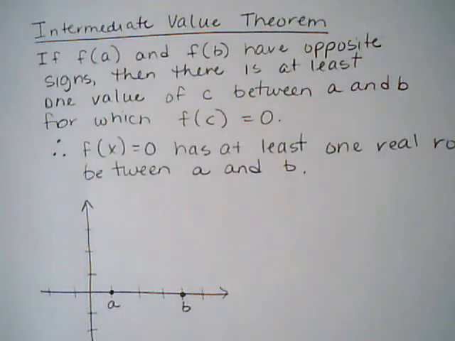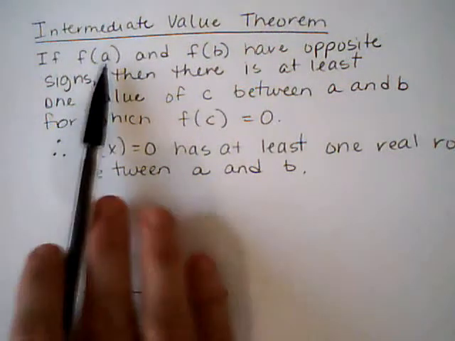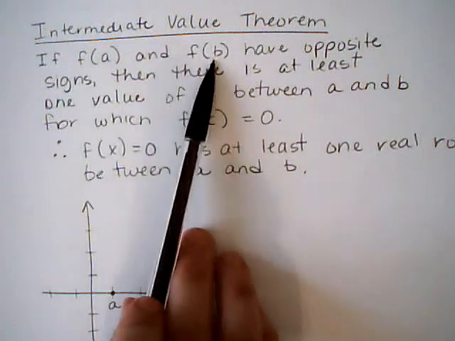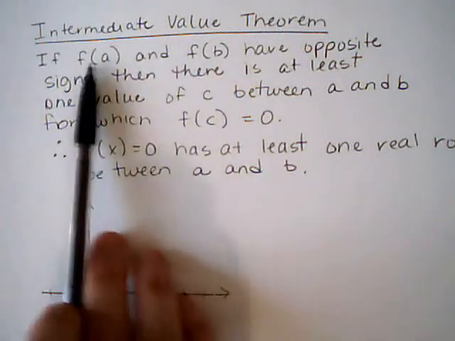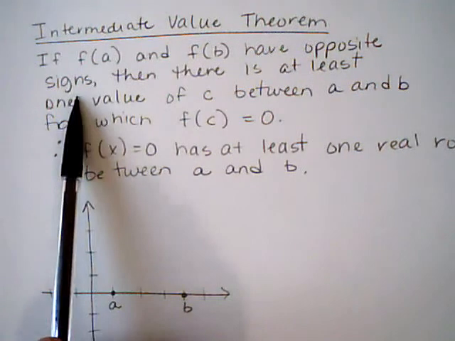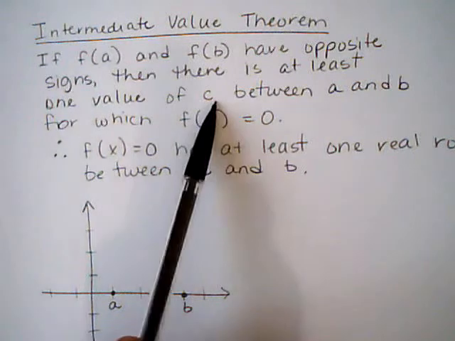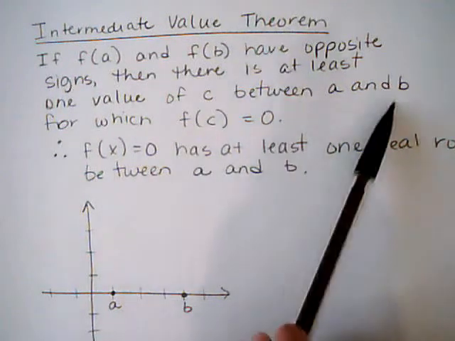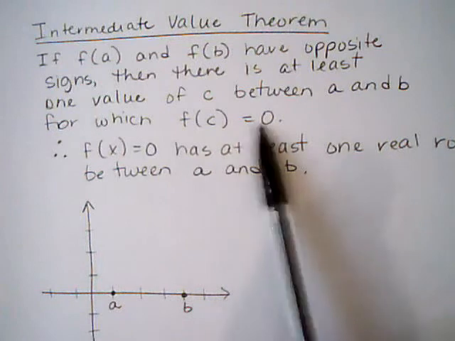Okay, this is the intermediate value theorem, which is used in the next example on your handouts. You may want to just take a minute to write this down, but I'm going to explain what it's talking about. The intermediate value theorem says that if you have a function f evaluated at a and f evaluated at b, two different values, and if f at a and f at b have opposite signs, then there is at least one value of c between a and b for which f at c is equal to 0.